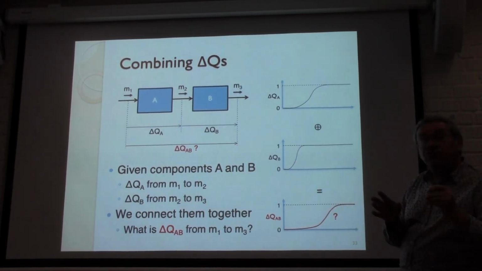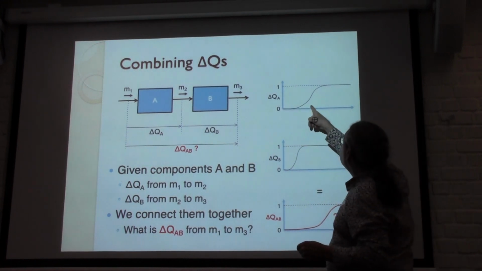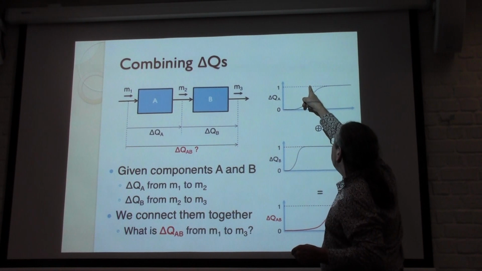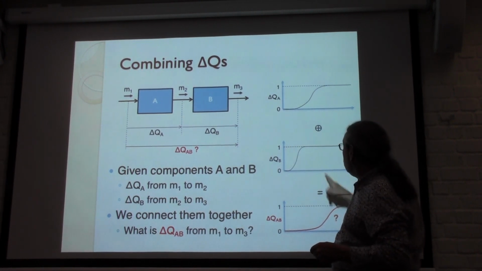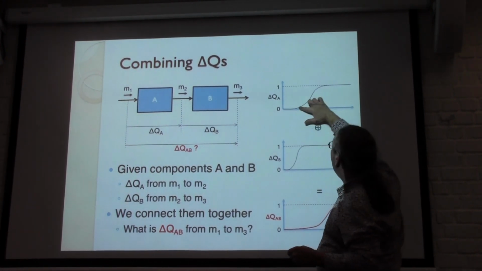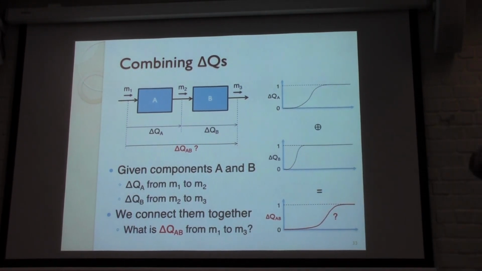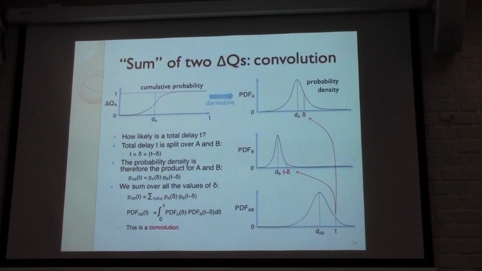But that's actually a degenerate case. If it's constant, always 5, it'll be like a vertical line here, and then you can just add them. But what if it's not? What if there's some probability distribution? Things are kind of spread out. You can't just add them. So how do you do it? Here's how you do it.